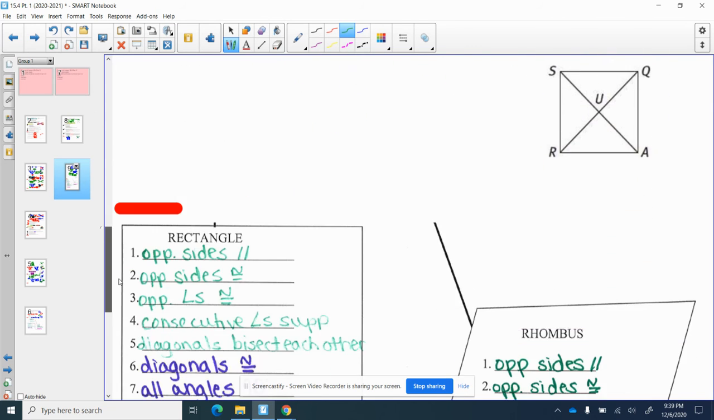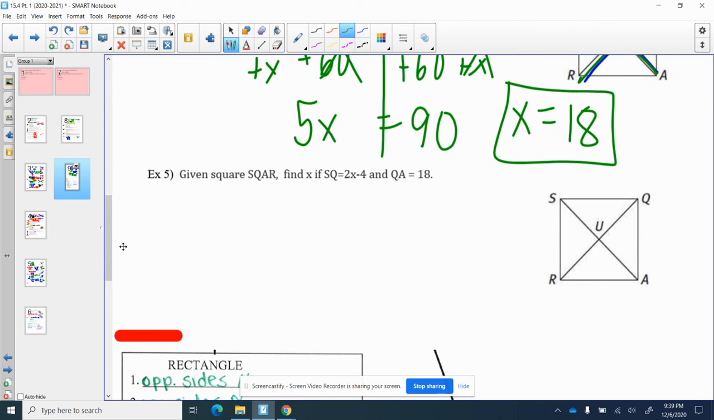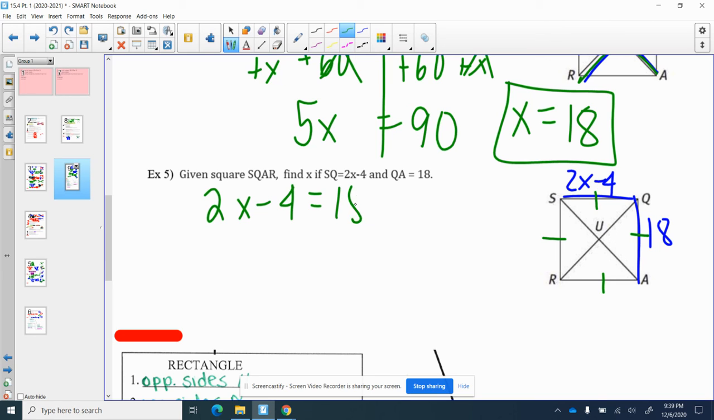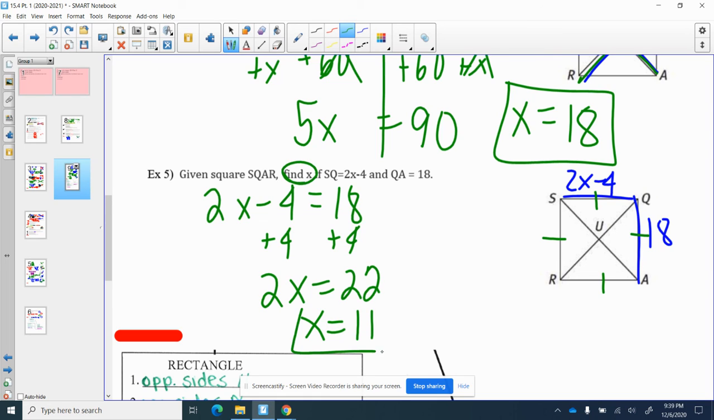Our final example then, example 5, is asking us to look at sides. SQ, which is 2x minus 4, and QA, which is 18. We know all 4 sides of a square, just like the rhombus, are equal. So 2x minus 4 equals 18. Add the 4 to both sides, we get 2x equal to 22. X has to be 11, and that's what they're asking us to find, so we are done there.